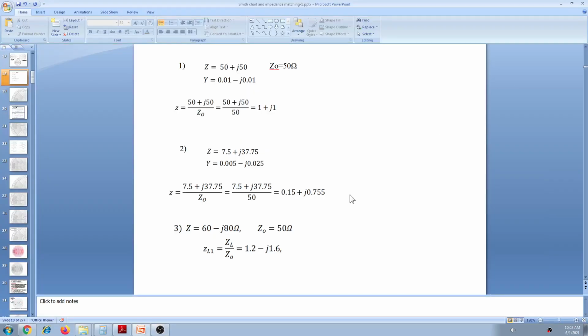Okay, in the previous class, we were discussing how to find the normalized admittance from the Smith chart. We can use the ZY Smith chart, not only the Z chart. Using the ZY chart, you can find the equivalent admittance for a given impedance.